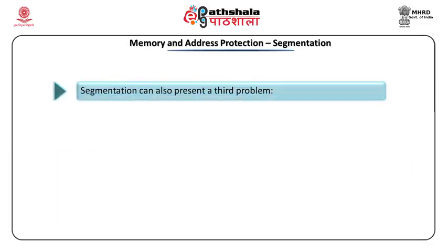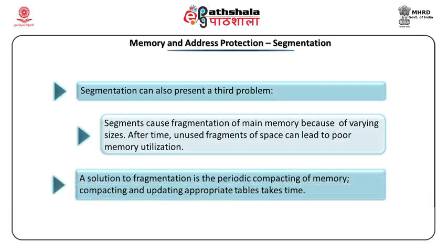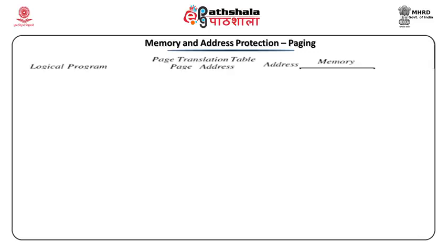The third problem is that segments cause fragmentation of main memory because they are of varying size. Unused fragments of space can lead to poor memory utilization. The solution is to periodically compact the memory. Compacting and updating also takes time. So, for that we come to paging.